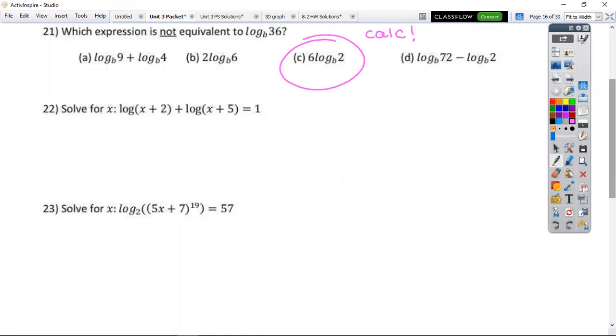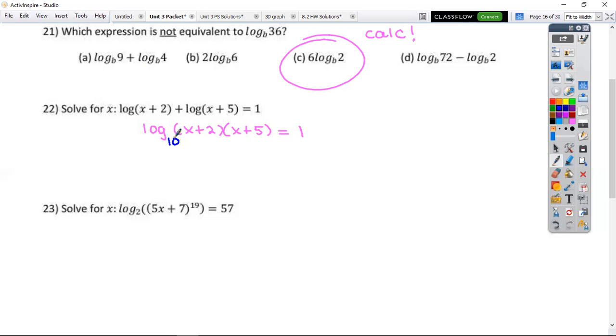So 22. You're going to take this sum and you're going to rewrite it as a product. So I would have the log of x plus 2 multiplied by x plus 5, and that is equal to a 1. You have not seen this yet, at least I don't believe you have. Anytime a log does not have a base, the little subscript, it is implied that it is a common log base 10. So what you do is you put a 10 here. So that's called a common log base.